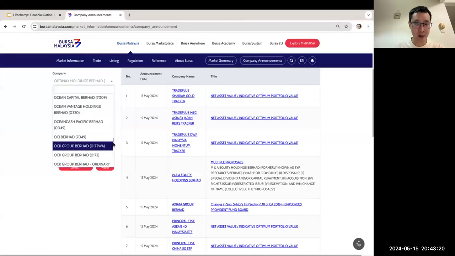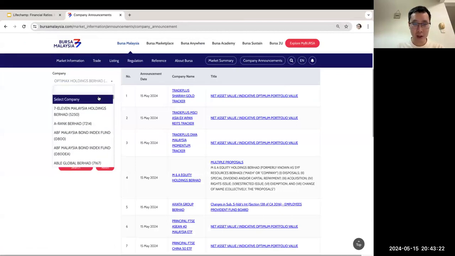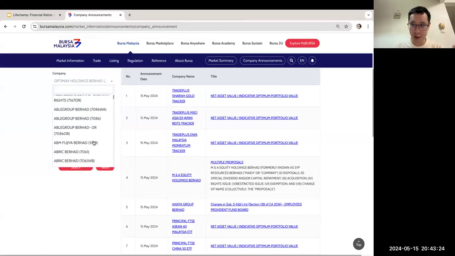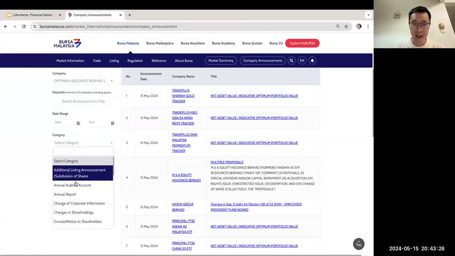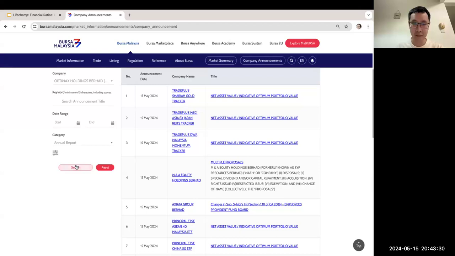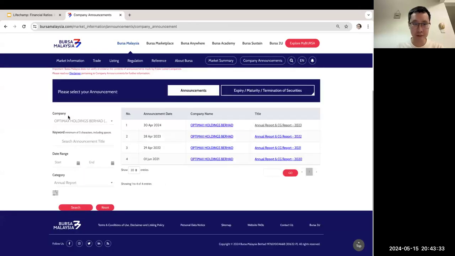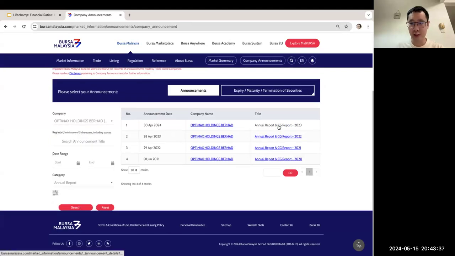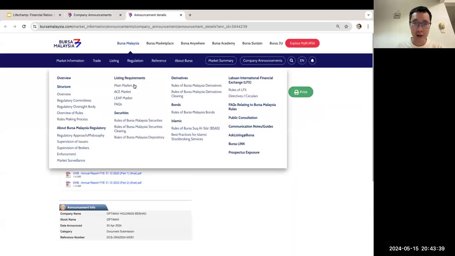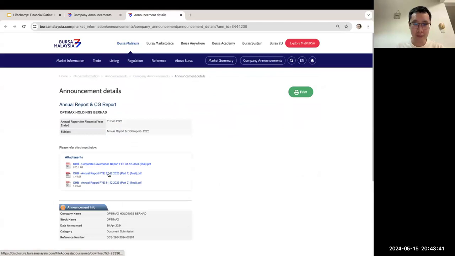So company announcement, click onto that. Now over here, you can just select whatever stock that you like. And then the next thing is that you click onto annual report and then you click search. Then you just open up the latest annual report and stand by because we're going to do the exercise right now.